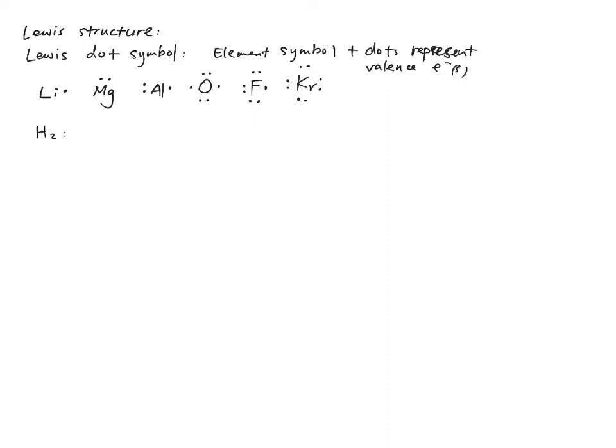Now, H2. Essentially you have 2 hydrogen atoms, and I'm going to use 2 different dot symbols to represent them, because they're different atoms. They only have one electron, and I want you to be able to differentiate the 2 atoms. All right, so let's say you have hydrogen atoms.